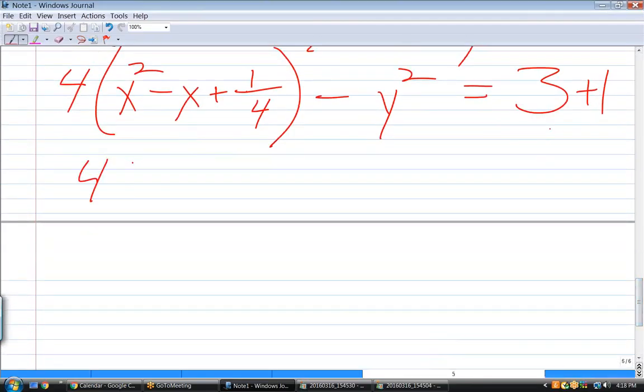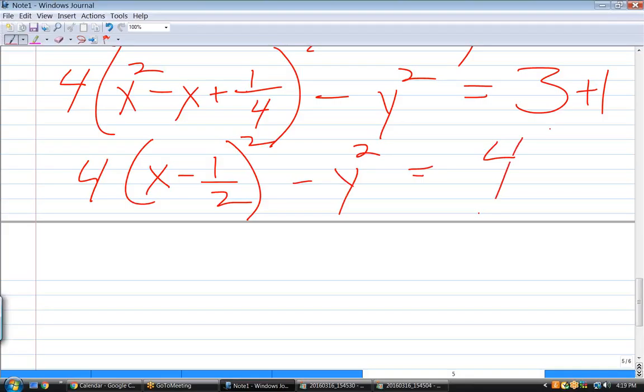So now we have 4 times x what? How do I write this term as a linear term squared? Is it just x minus 1/2? Whatever you got before you squared it, it was 1/2, right? Yeah. That's what it always is. Okay. Next step? Then you divide both sides by 4.